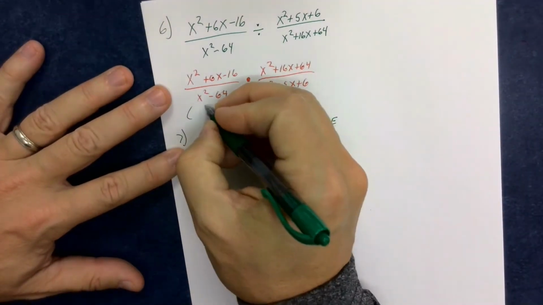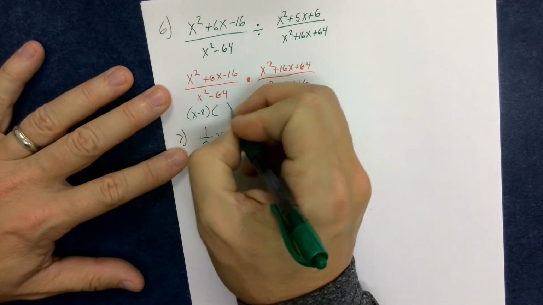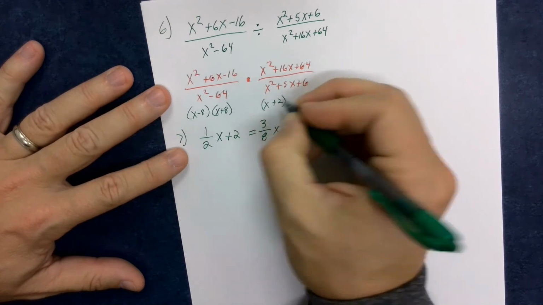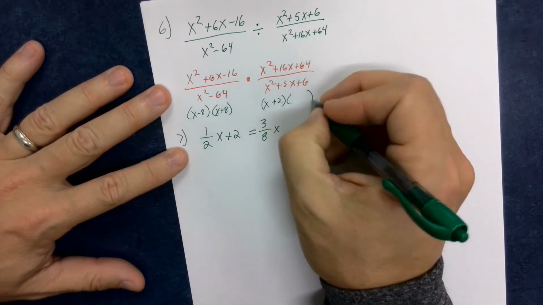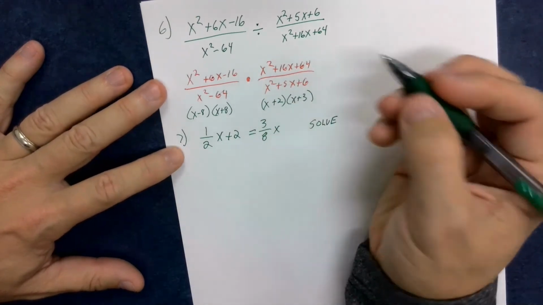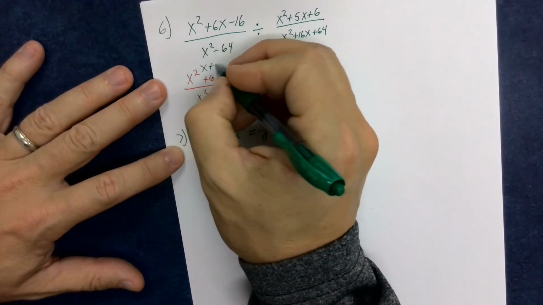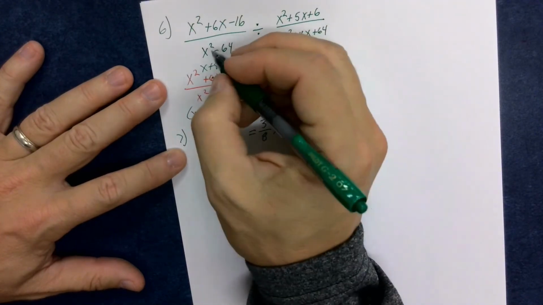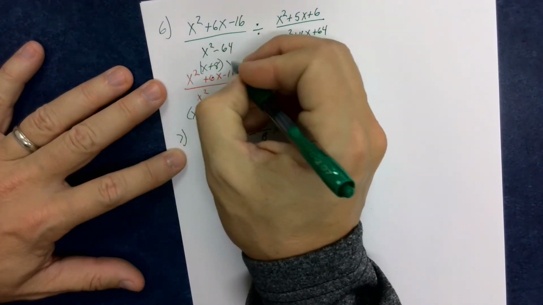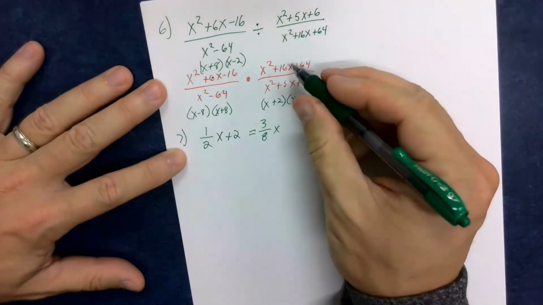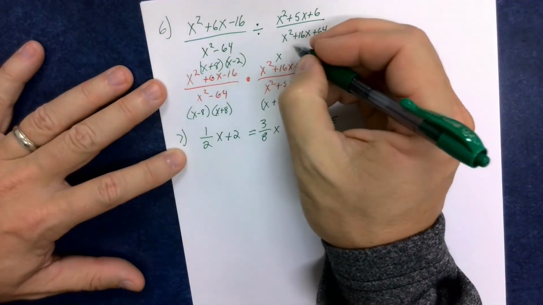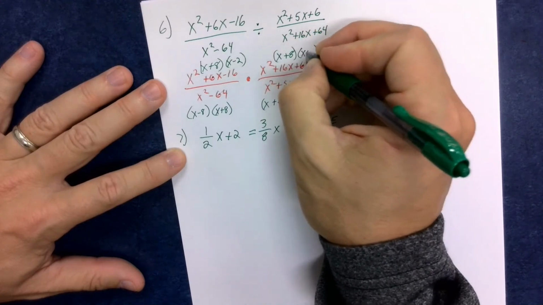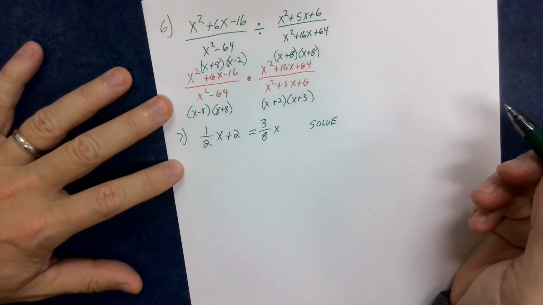So here we go. Let's factor. x minus 8 and x plus 8. Here we go. x plus 2 and x plus 3. That looks pretty good there. This one up here, x plus 8 and x minus 2. And this one over here, x plus 8 and another x plus 8. Okay, so those are the factorings of those ones.